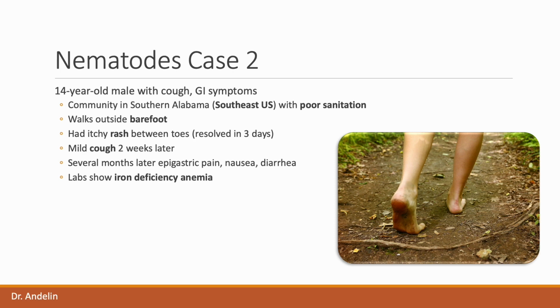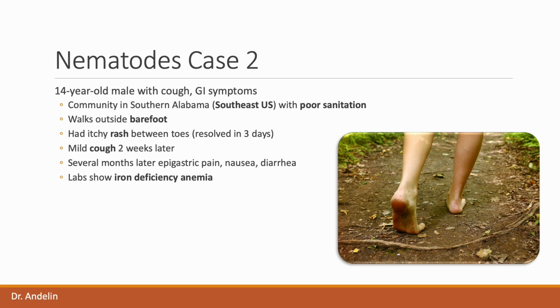In our next case, we have a 14-year-old male with cough and GI symptoms. He's from a community in southern Alabama, which is southeast United States. In his community, there's poor sanitation. The patient frequently walks outside barefoot and notes developing an itchy rash between his toes. This resolves after a few days, but a few weeks later, he develops some mild cough. Several months later, he started having epigastric pain, nausea, and diarrhea. His labs show an iron deficiency anemia.